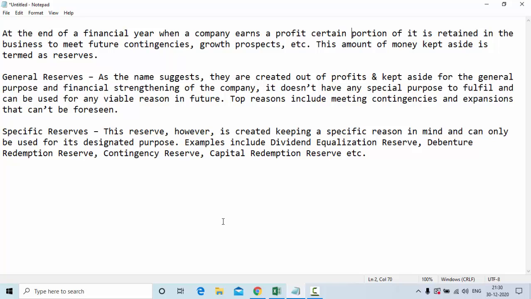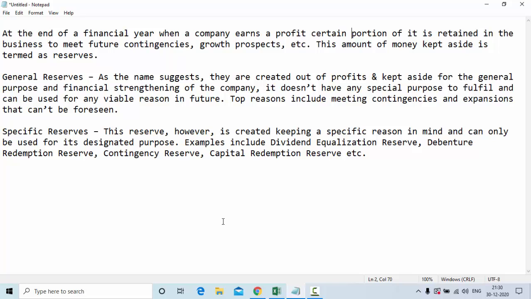There are two types of reserves. One is general reserve and another is specific reserve. The general reserve, as the name suggests, is created out of profit and kept aside for the general purpose and financial strengthening of the company. It doesn't have any specific purpose to fulfill and can be used for any viable reason in the business in future. Most important reasons include meeting contingencies and expansions that cannot be foreseen in the current year.